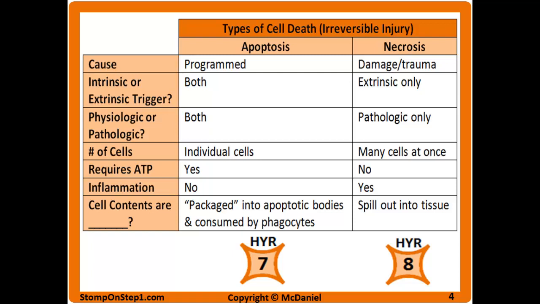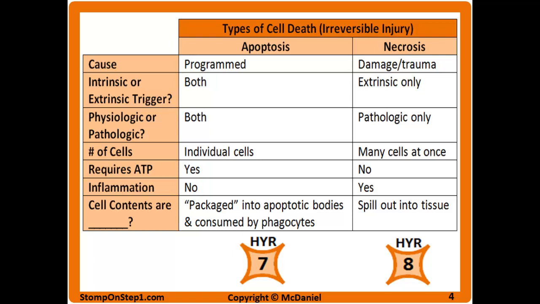Extrinsic triggers for cell death would be when the cell is sort of told to die by the environment or another cell or some other signal. Apoptosis can be intrinsically or extrinsically triggered, while necrosis can only be extrinsically triggered.